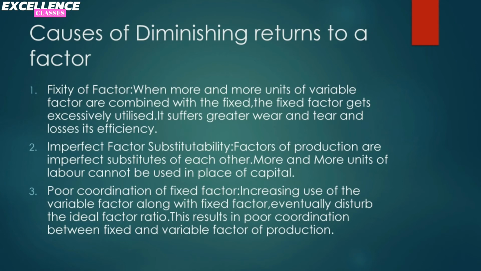The last one is poor coordination between the factors of production. Increasing use of variable factor along with the fixed factor eventually disturbs the ideal factor ratio. This will result in poor coordination between the fixed and the variable factors of production, which will further lead to decrease in marginal product, but the total product will increase at a diminishing rate.